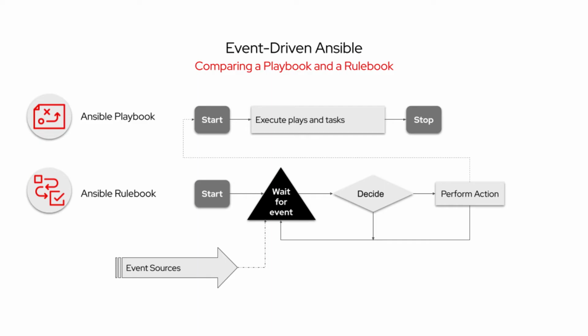The real world is full of events that change the state of our software and systems. Our automation needs to be able to react to those events. We're introducing Ansible Rulebook, which is a command line tool that allows you to recognize events that you care about and react accordingly by running a playbook or other actions.